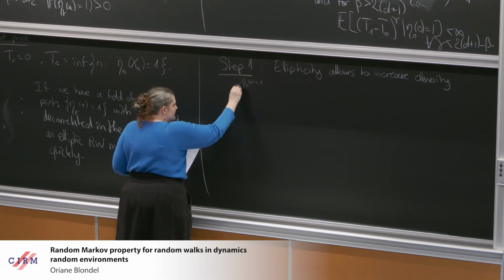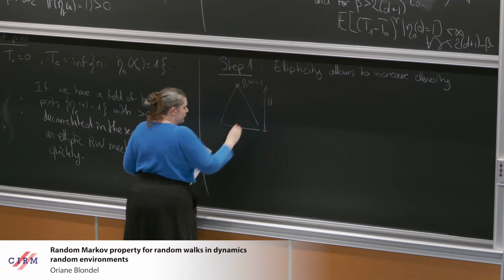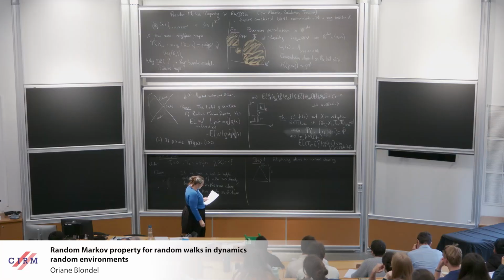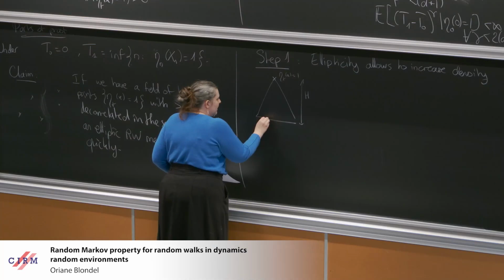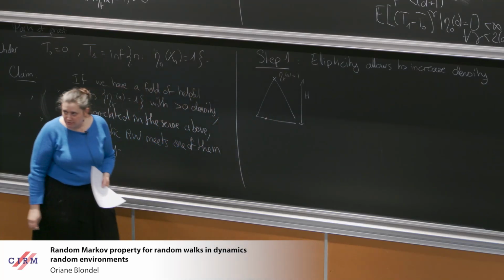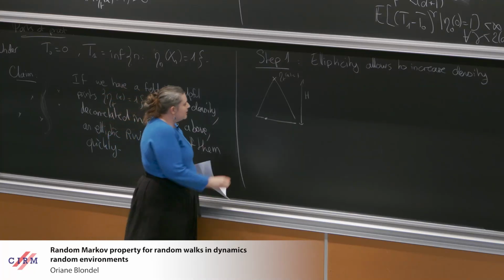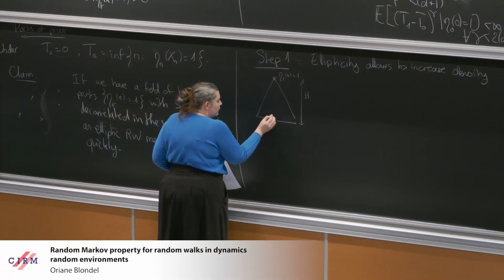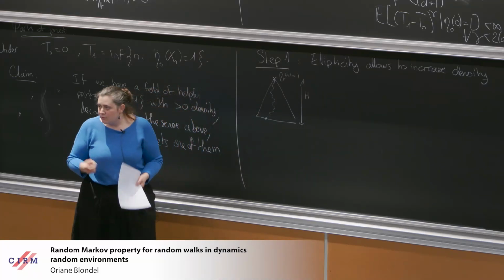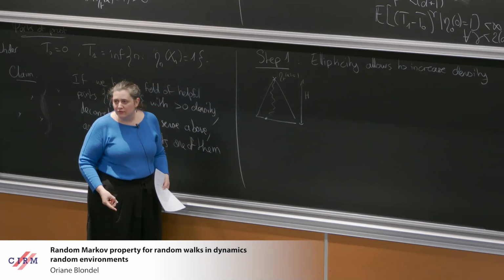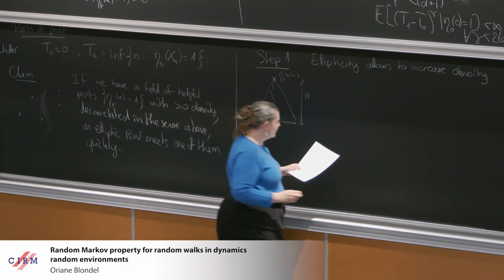so my claim is that if I look at a cone of height h, and somehow my random walk lands somewhere here, then it's going to, with positive probability, be able to travel to that point. With positive probability that does not depend on what the environment is here. So let me explain that.